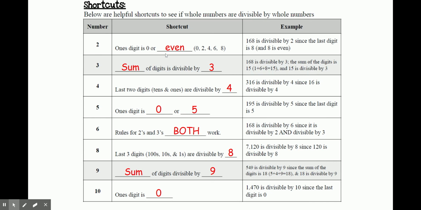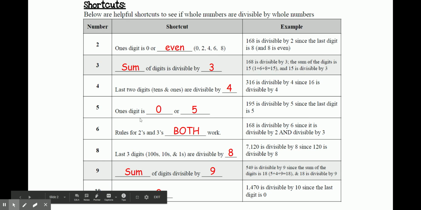But these are some shortcuts that'll help you figure out whether a number is divisible by any of these numbers, these 2, 3, 4, 5, 6, 8, 9, and 10. So it'll help you find factors. Good luck.